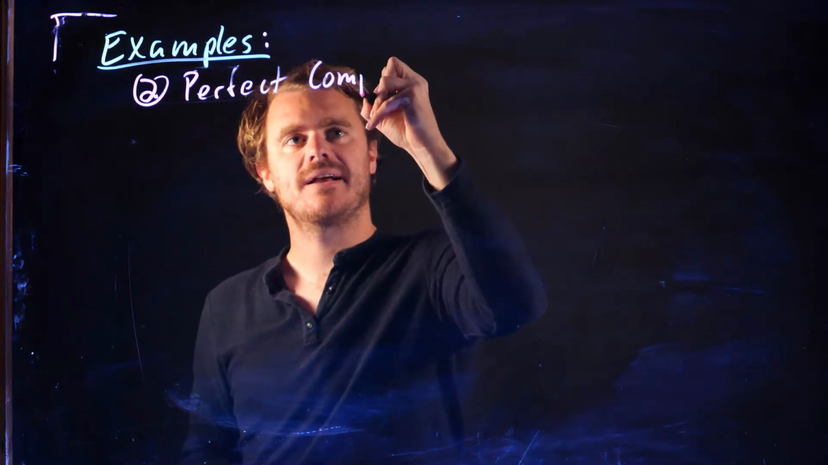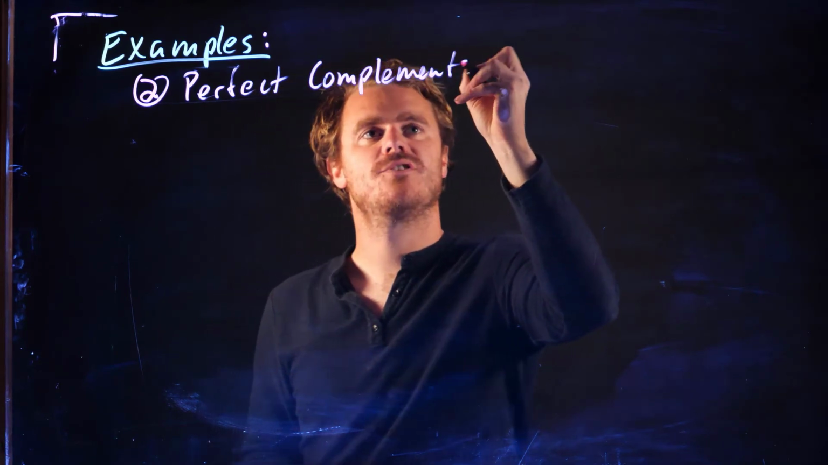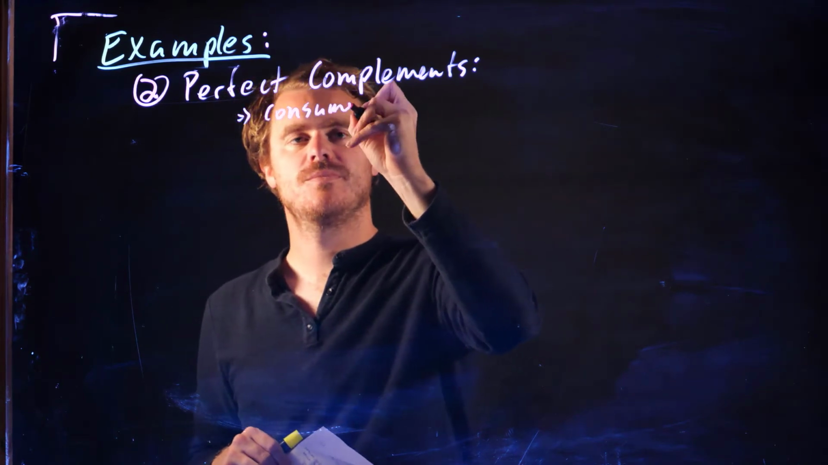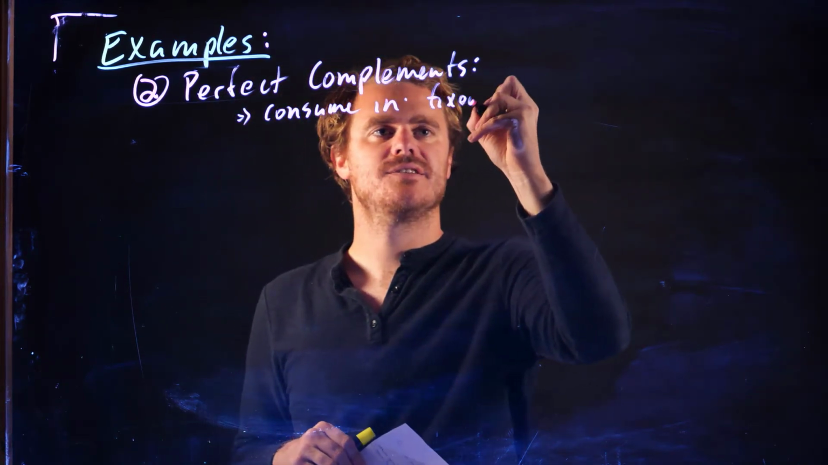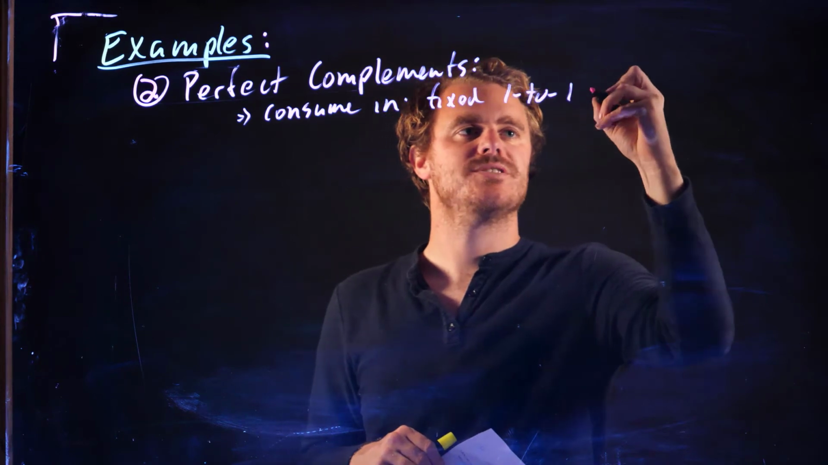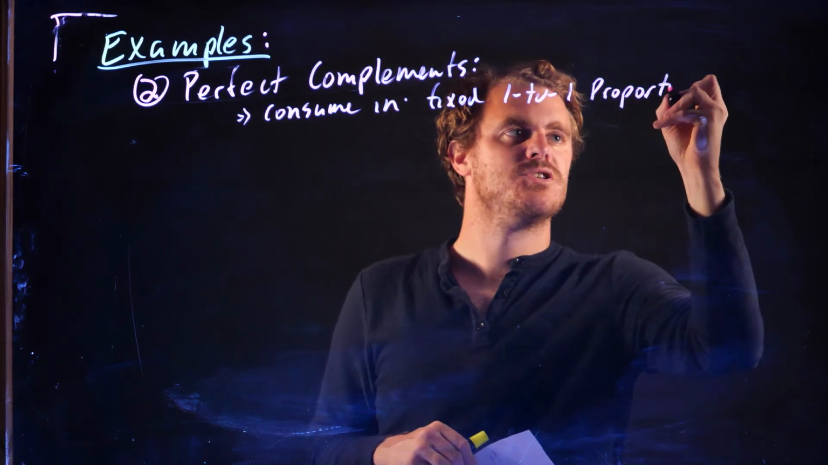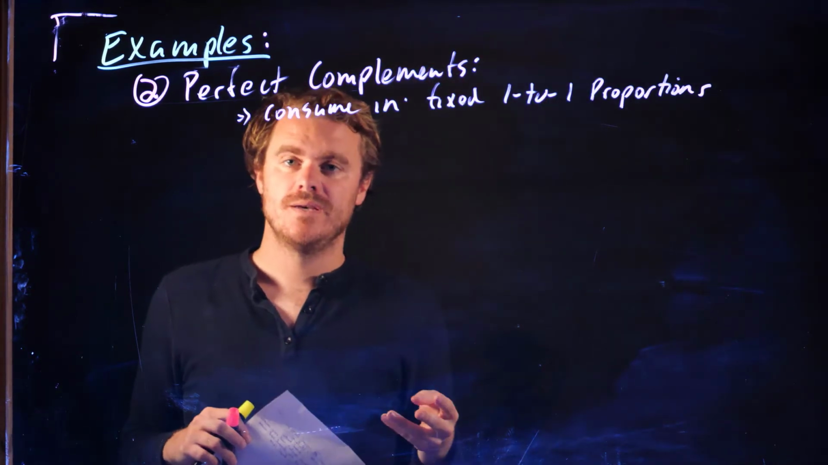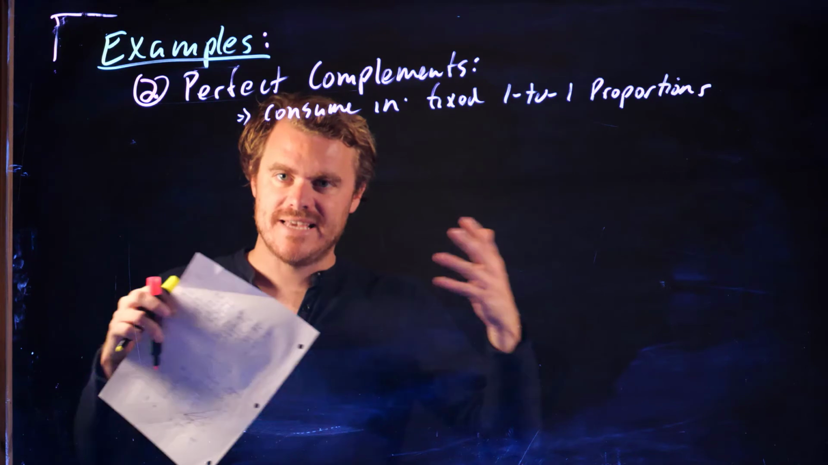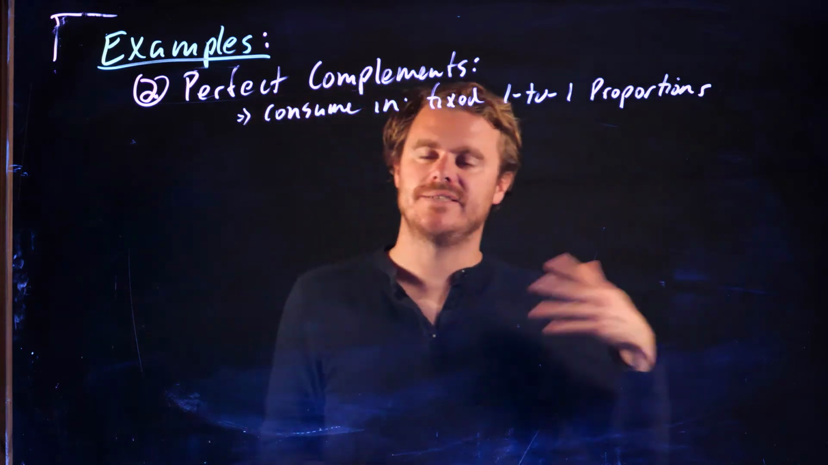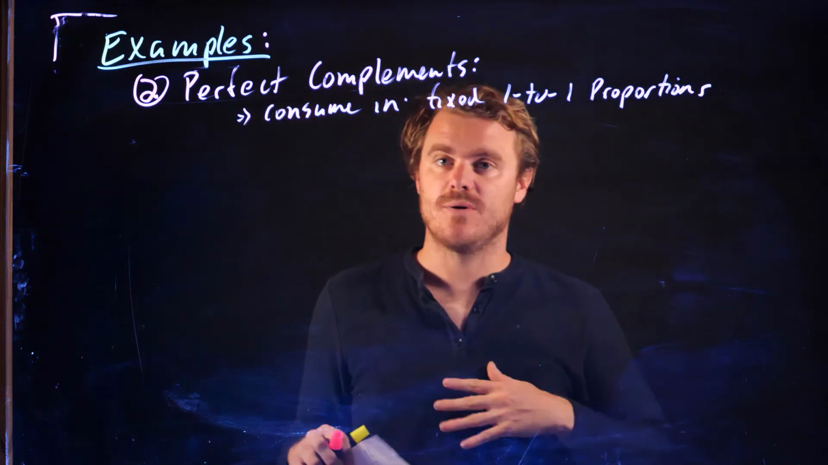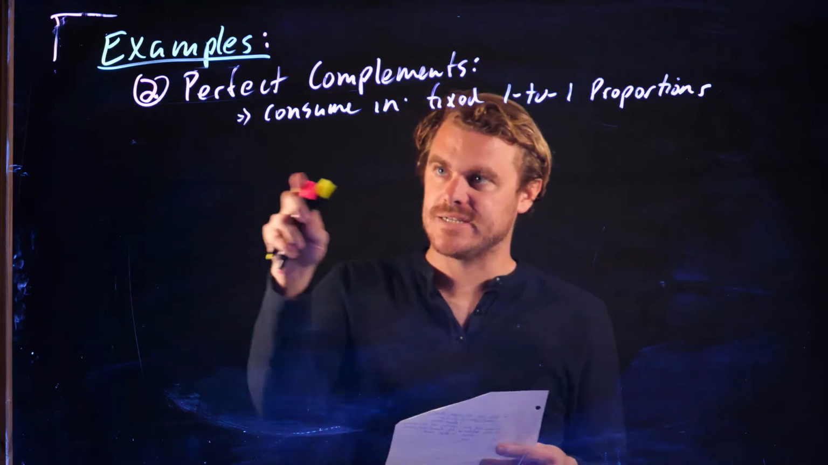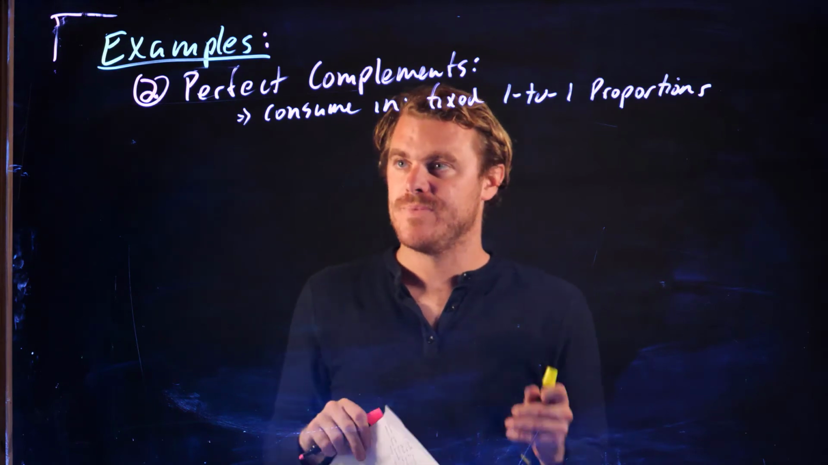And again, we're going to think of the simplest version of perfect complements, where we want to consume in fixed 1-to-1 proportions. So back to that left shoe, right shoe example, where we want one of each of them, the same number of them together, as opposed to the tea and sugar example that we talked about, where maybe you want 2 teaspoons of sugar per cup of tea. So we're going to stick to the 1-to-1 ratio here.